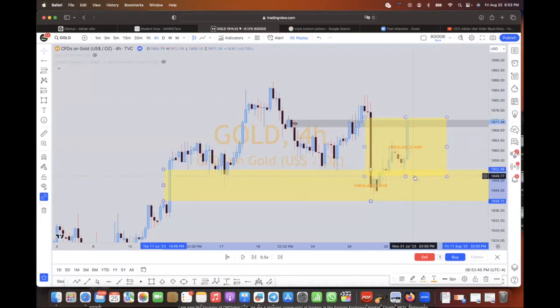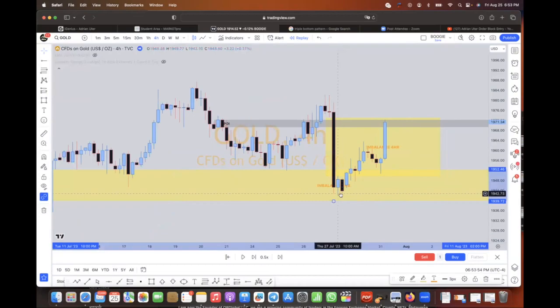All right, let me pause it real quick. Sheesh, look what happened in 4 hours. But right here, this is a perfect example. Price is shooting up, and we have this 3 candle setup right here. This is your evening star.